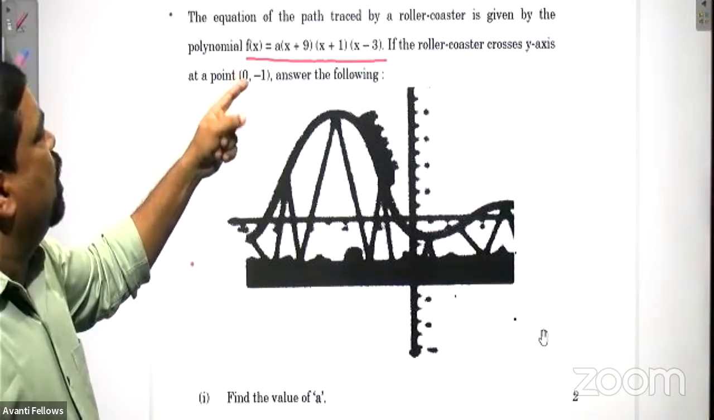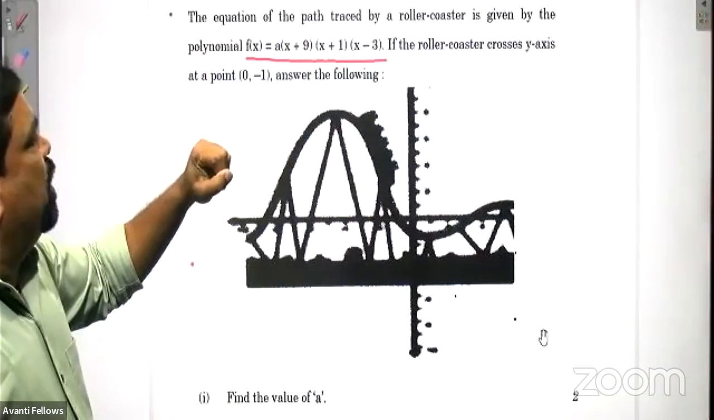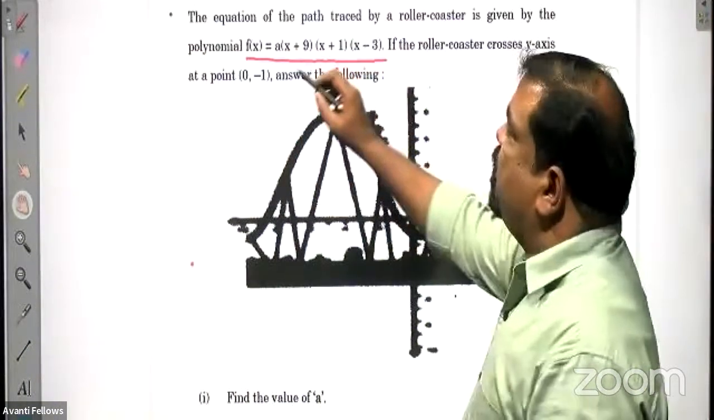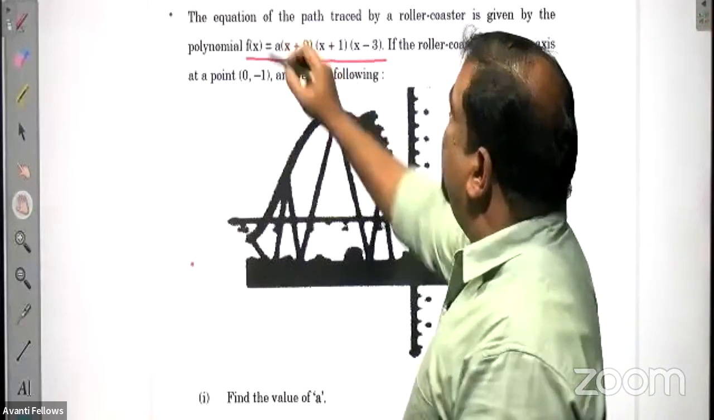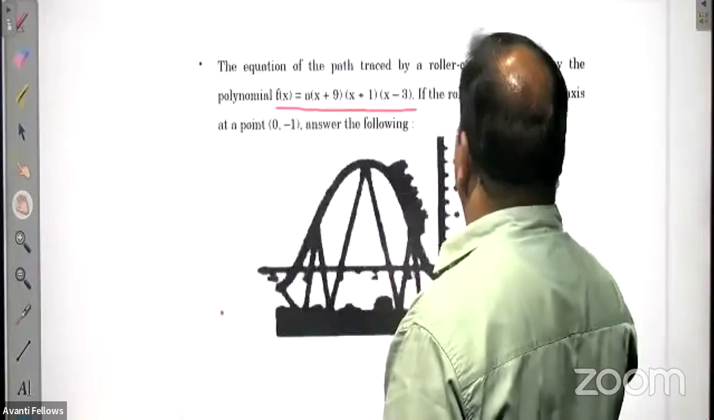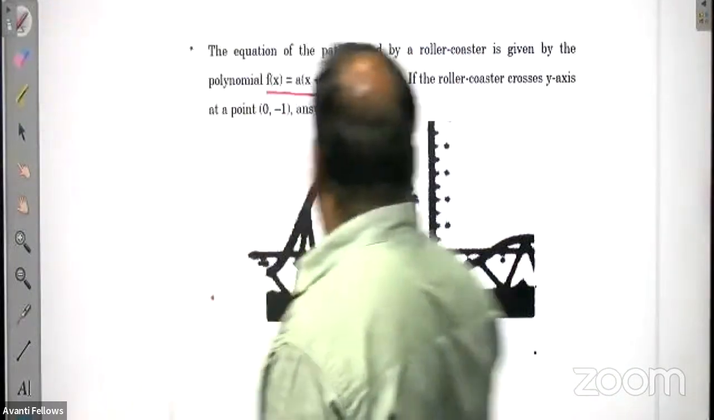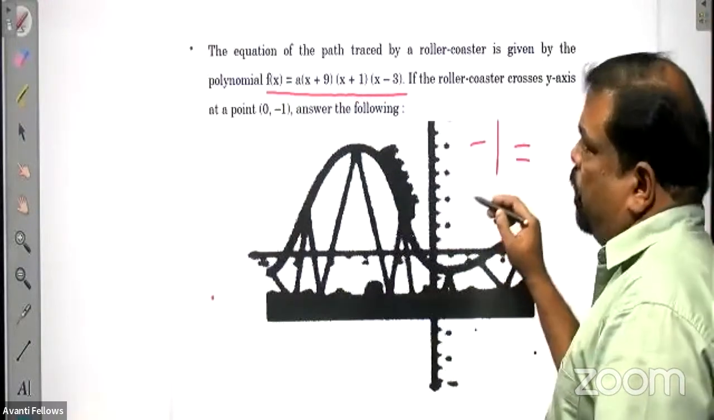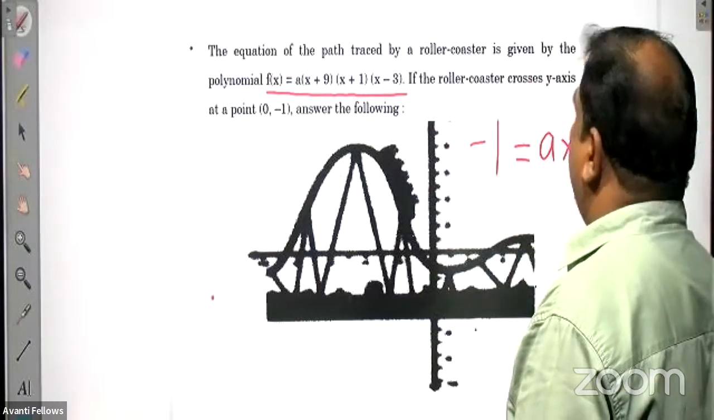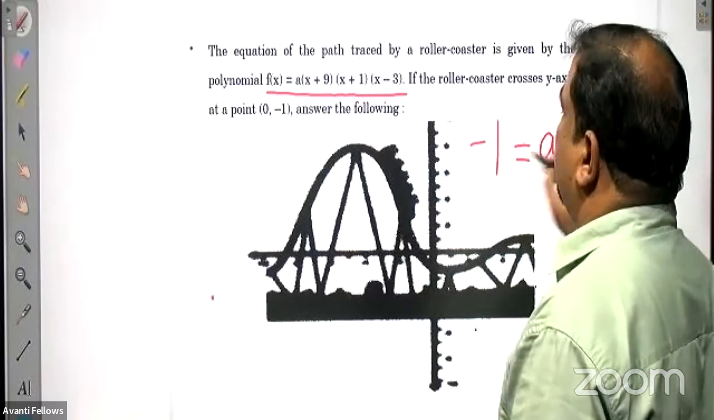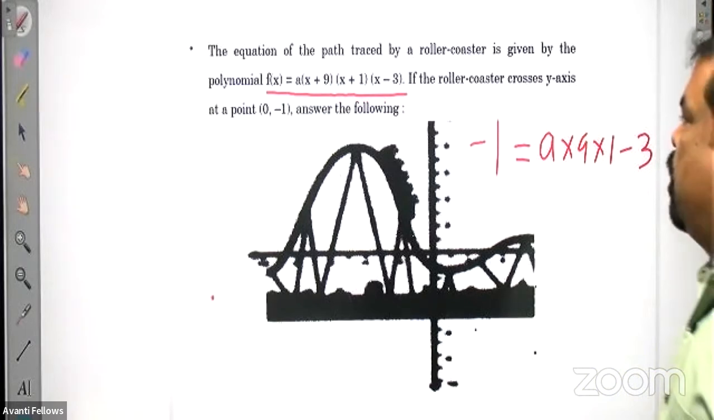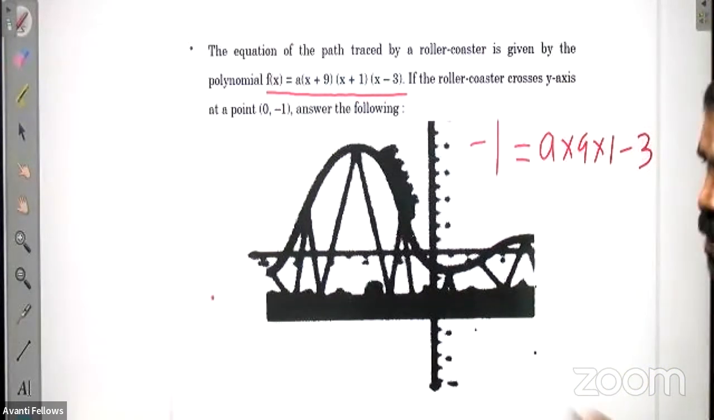So very simply, in place of x you can put 0, then f of x must be minus 1. So minus 1 is equal to a into (0 plus 9) into (0 plus 1) into (0 minus 3). Wherever x is there, put a 0, and for f of x put minus 1. That's all. Very simple question actually.